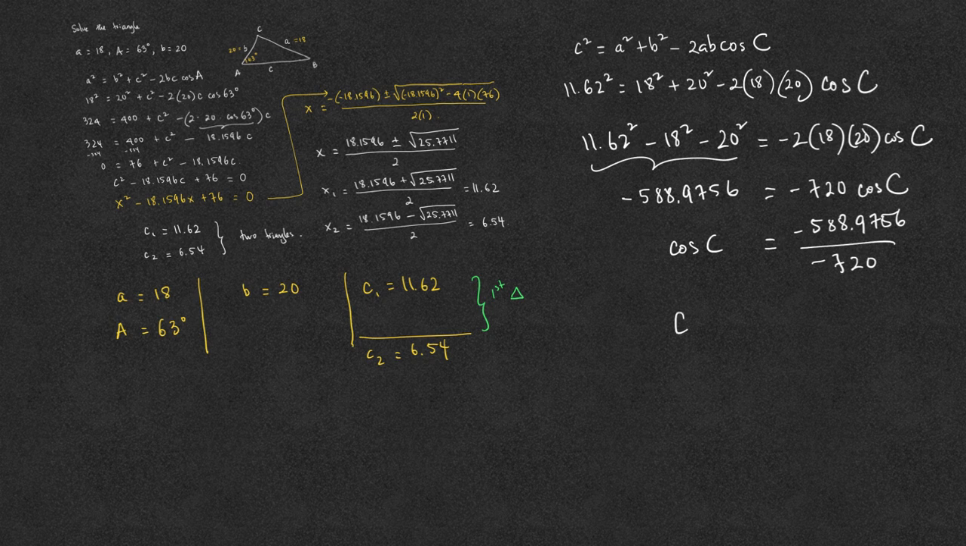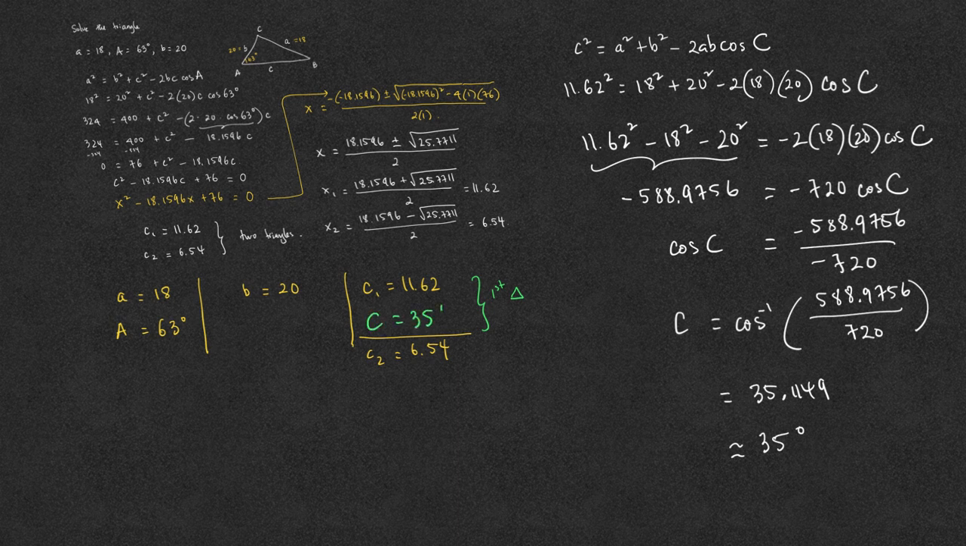We then use cosine inverse to find c. Cosine inverse of 588.9756 divided by 720. Using degrees mode, we get 35.1149, or approximately 35 degrees. With this, we see that for the first triangle, the angle that is opposite to side c, that has the length of 11.62, has a measure of 35 degrees.